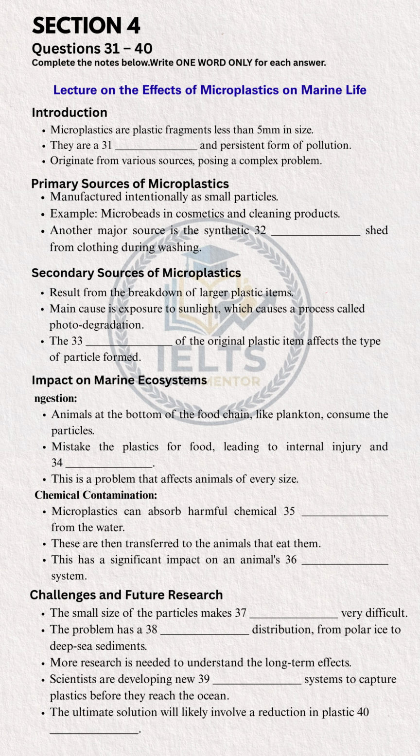The main culprit in this degradation process is exposure to sunlight, which causes what scientists call photodegradation. Over time, the sun's UV radiation weakens the plastic, causing it to fragment into smaller and smaller pieces. It's important to note that the type of the original plastic item, whether it was rigid or flexible, for instance, significantly affects the characteristics of the microparticles formed.